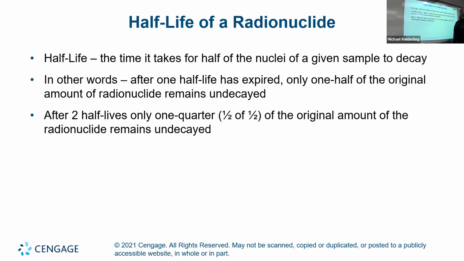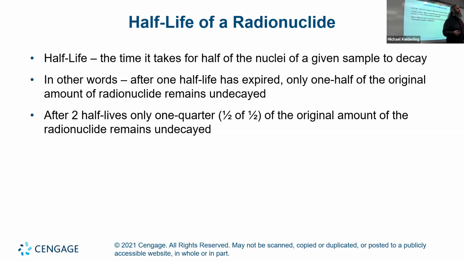So if I started out with 32 nuclei, after one half-life, I'd have 16. After two half-lives, I'd have 8. After 3, I'd have 4. And after 5, I'd have 2, and so on. So after one half-life is expired, half the original amount remains undecayed. After two half-lives, you get half of half, which is a quarter remains, and so on.